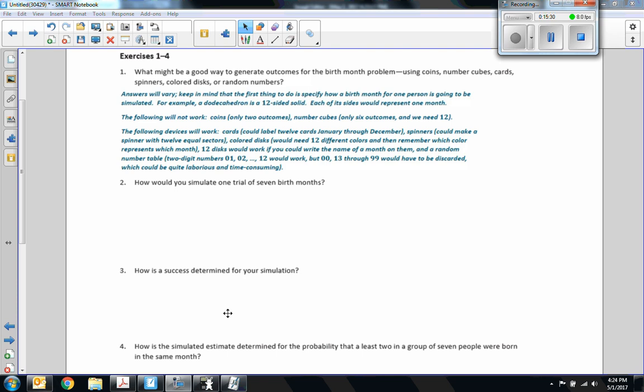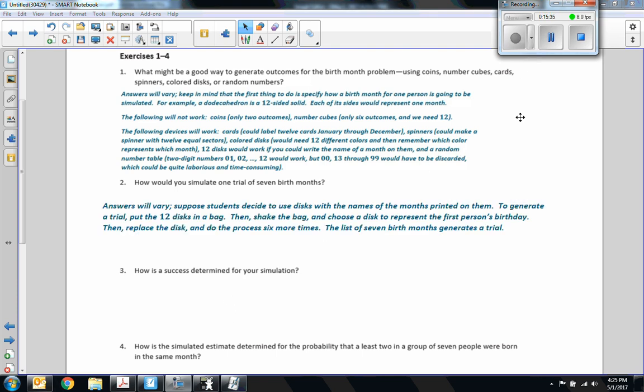Okay, so now it says, how would you simulate one trial of seven birthdays? Okay, again, there are many answers, so I'll just say this one. Suppose students decide to use discs with the names of the months printed on them. To generate a trial, put the 12 discs in a bag, shake the bag, and choose a disc to represent the first person's birthday. Then replace the disc and do this process six more times. The list of seven birth months generates the trial.